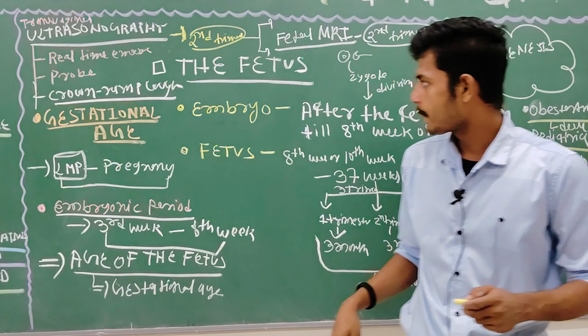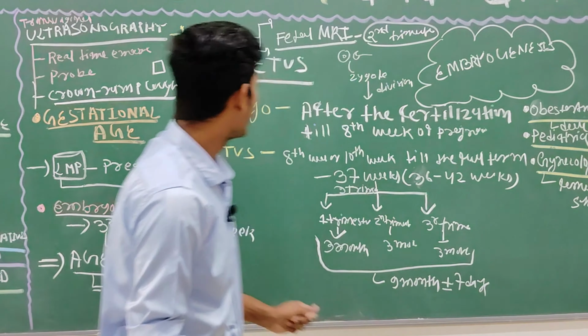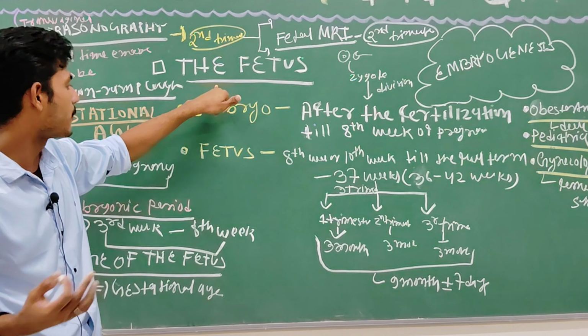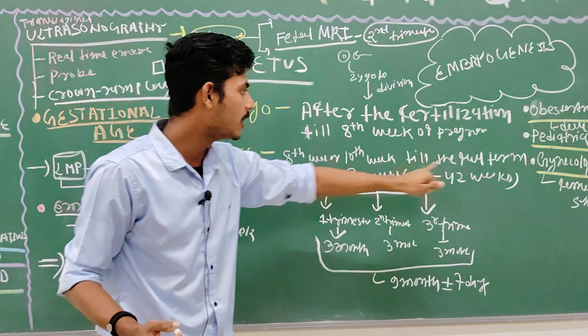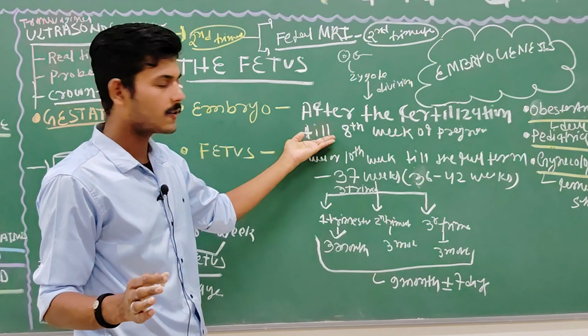Fine, no problem. Now, once we have defined all this, let's quickly recap. We defined that the fetus is the developing, fertilized, conceived product from the 8th week till the full term of the pregnancy. The embryo is the product after fertilization till the 8th week, and this formation is called embryogenesis. Then we saw that pregnancy is divided into 3 trimesters. Overall human pregnancy is on average 37 weeks, but it can vary from 36 to 42 weeks.